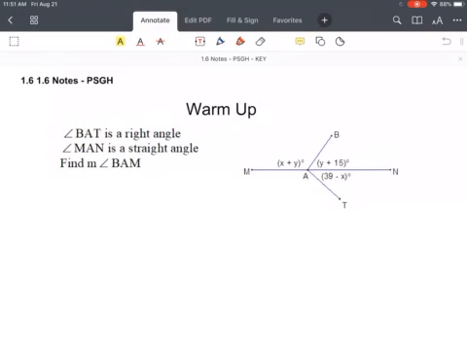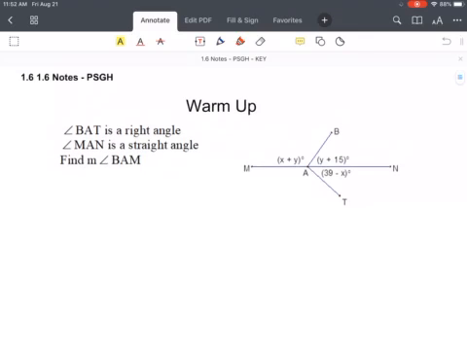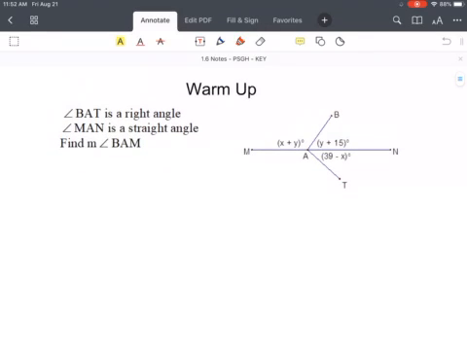All right, but before we get started talking about 1.6, I'd like you to do a little warm-up question here. So go ahead and pause the video and try to solve the Batman angle problem. So first off, looking at angle BAT.